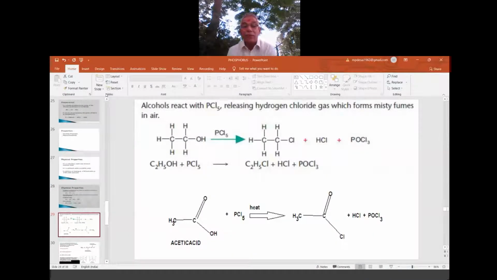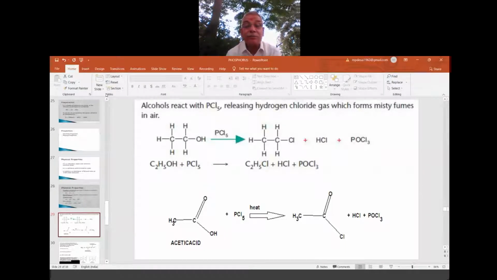Again here, these are reactions of organic chemistry, where PCl5 is used as a supplier or agent of chlorine. So therefore this is called a chlorinating agent, already explained. So corresponding chlorides, alkyl halides, all those are formed here.